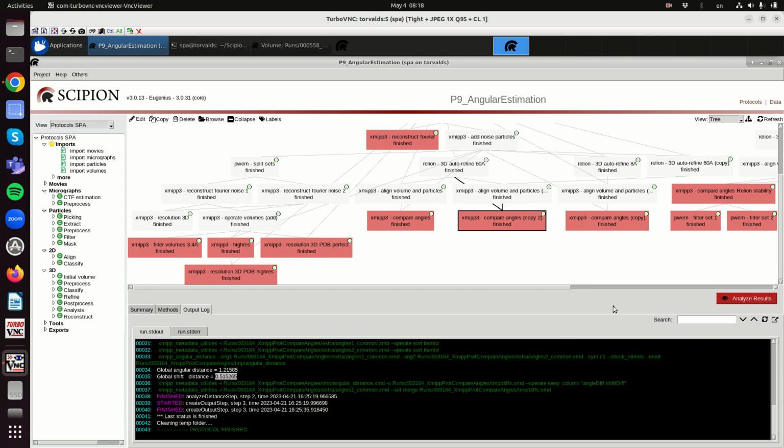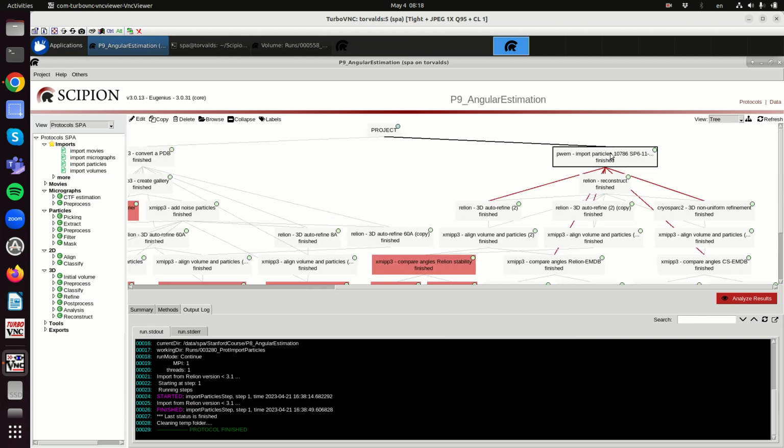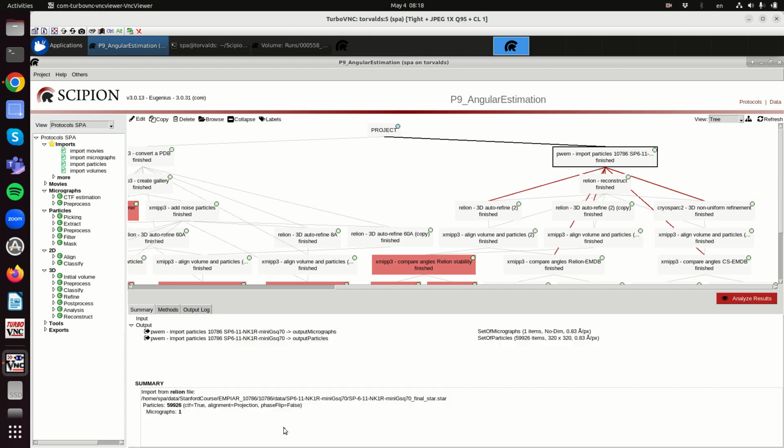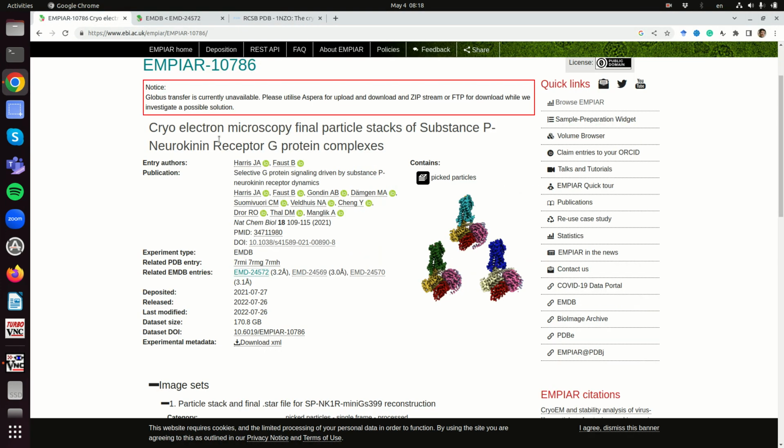Okay, so what about if we do it now with real data? So if we do it with real data, I have taken this EMPIAR dataset. I have opened it here. This EMPIAR dataset is substance P neurokinin receptor G protein complexes. Whatever they are, they are membrane proteins, and this is the protein. We don't see the membrane here, but it is there. We will see it now in the structure.